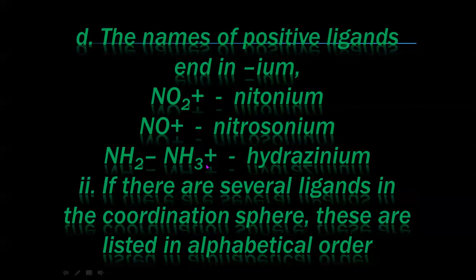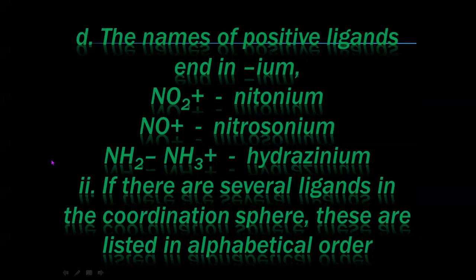Fourth, we are trying to understand the rules to write the name of a ligand. Here, a ligand may exist in neutral molecular form or negatively charged. Now, the third one we are taking is the positive ligand, meaning a positive ion which serves as a ligand. When a positive ion acts as a ligand, the name of the ligand should end in -ium. NO2 plus is nitronium. NO plus is nitrosonium. NH2NH3 plus is written as hydrazinium.